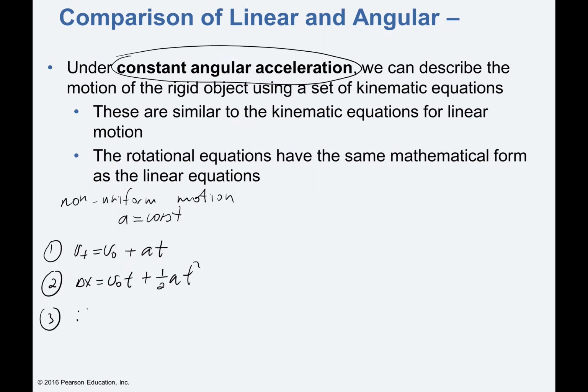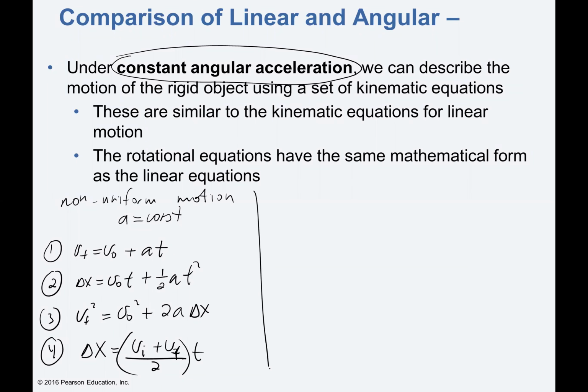Equation 3, V final squared equals V initial squared plus 2 times acceleration times displacement. Equation 4 was in terms of displacement, which equals V initial plus V final divided by 2 times time. So we had those 4 equations to describe straight line motion, non-uniform motion, with constant linear acceleration.